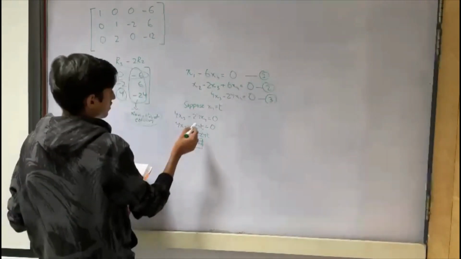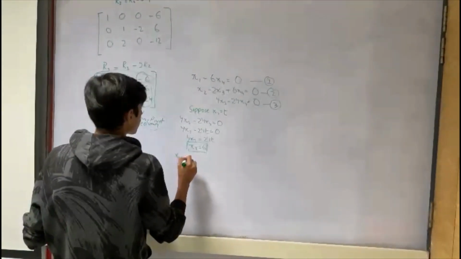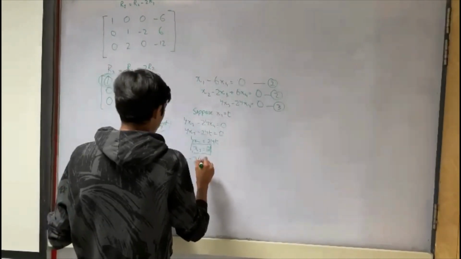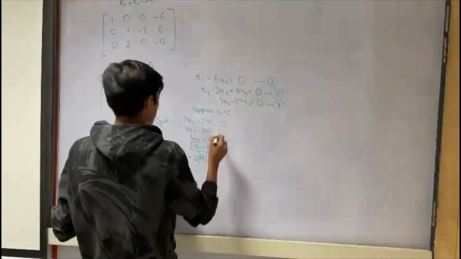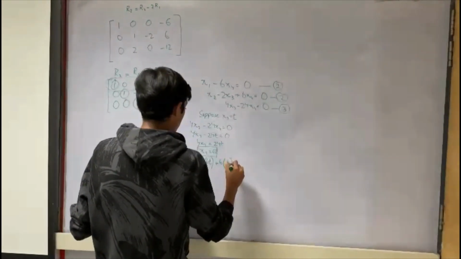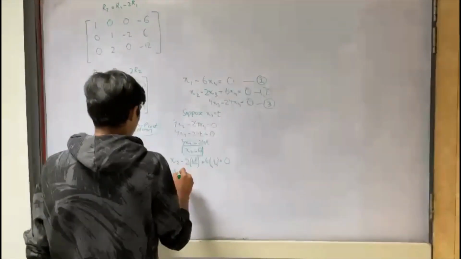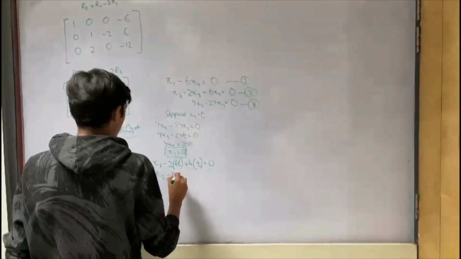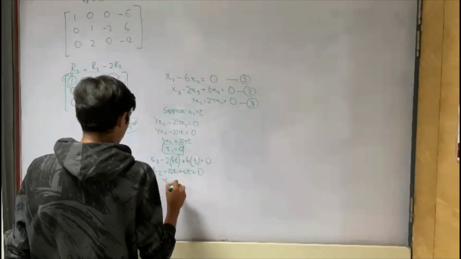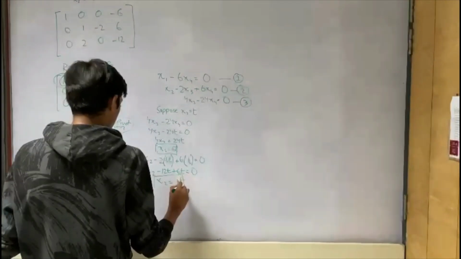To solve equation 2 we will substitute the value of x4 and x3 into equation 2. So it would be x2 minus 2 times 6t plus 6 times the value of x4, which is t, equals 0. So we will solve this and it would come out to be x2 minus 12t plus 6t equals 0, and x2 equals 6t. x2 would also be 6t.